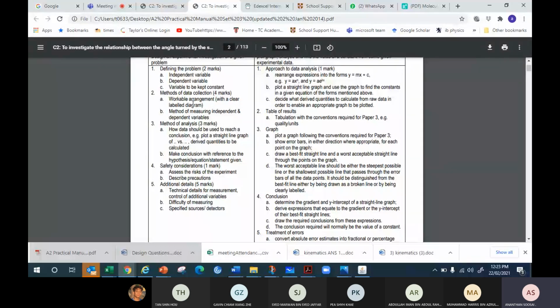Don't ever write method without instrument. A student said measure the diameter in different places and take the average. You might get a detail mark, but you won't get a method mark because you never tell what instrument. You must tell the instrument. Okay. So that's method.